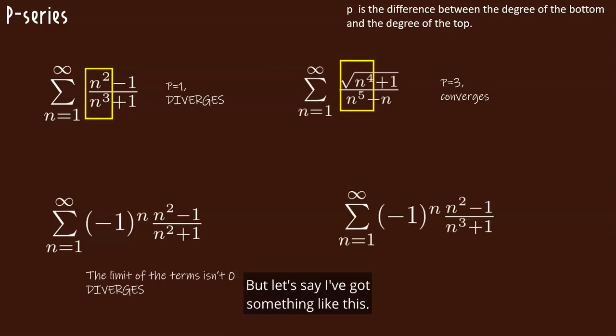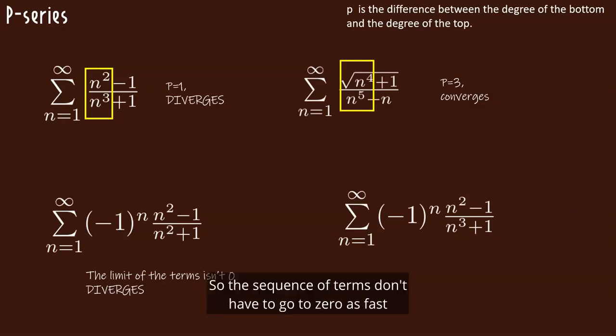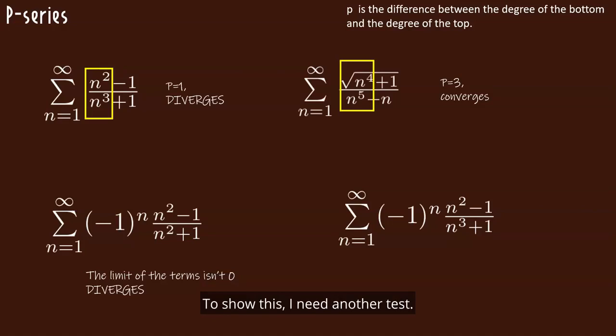But let's say I've got something like this. The sum as n goes from 1 to infinity of negative 1 to the n times n squared minus 1 over n cubed plus 1. P is equal to 1, but we've got this alternating thing, which means every other term is negative, so the sequence of terms don't have to go to 0 as fast as if it wasn't alternating. The negatives and the positives will do some canceling out. To show this, I need another test.